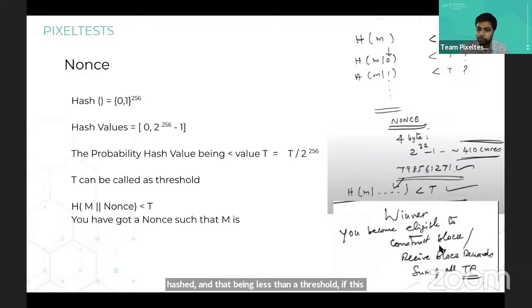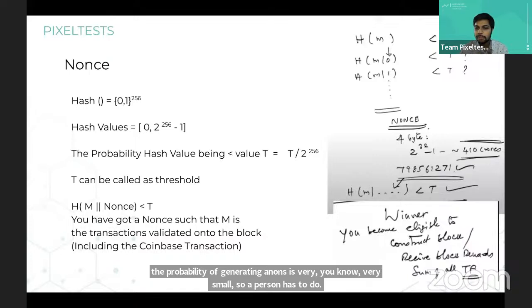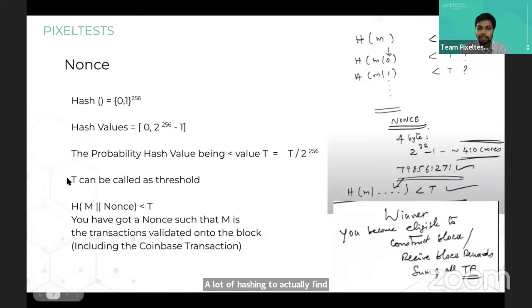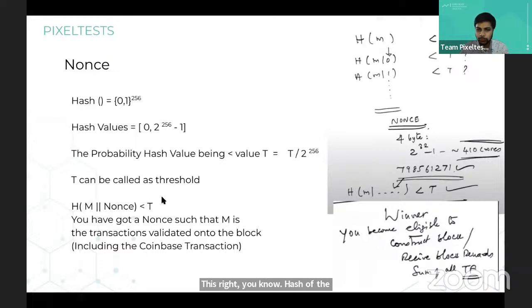So he's eligible to construct the block and receive the block rewards. This is what we have previously understood, and how difficult the generation of a nonce is, because the probability of generating a nonce is very, very small. So a person has to do a lot of hashing to actually find the nonce that fits the condition: hash of the transactions along with the nonce less than the threshold, right?